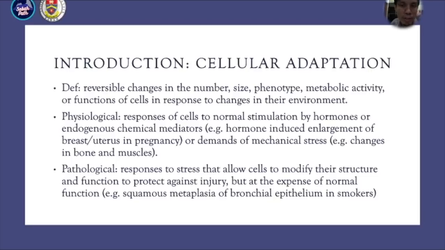For example, hormone-induced enlargement of the breast or uterus in pregnancy, or demand of mechanical stress, changes in bones and muscles, particularly in bodybuilders. And the adaptation can be pathological. Pathological means it is a part of a disease process. Usually the adaptation is in response to stress that allows cells to modify their structure and function to protect against injury, but at the expense of normal function. For example, squamous metaplasia of bronchial epithelium in lung tissue among smokers.